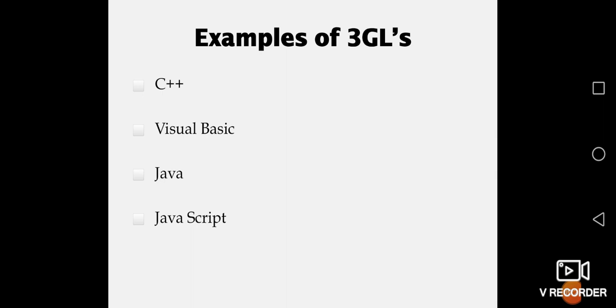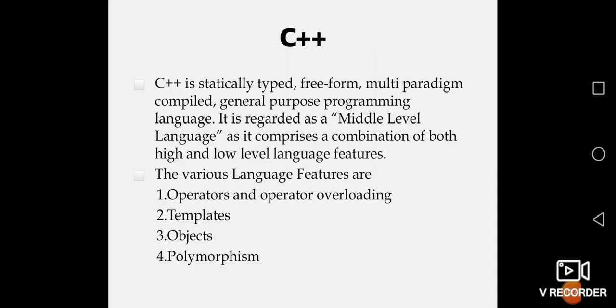And here are the examples of third generation languages, that is C++, Visual Basic, Java, JavaScript, and so on. Now I'm not going to explain everything in detail, just to give you a small glimpse of these computer languages. Okay, what is C++? That's the first one that I'm going to make you understand, because all these are the basic languages that you should know in detail.